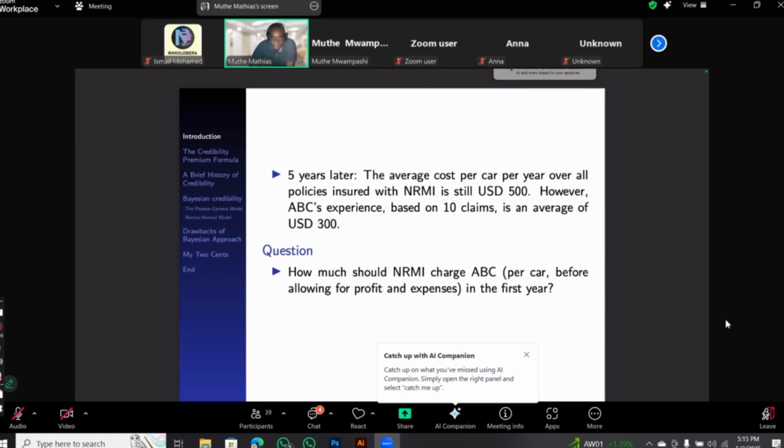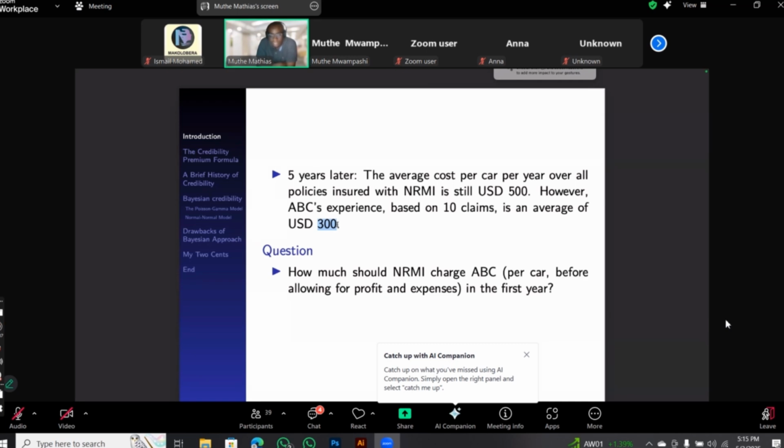So I think both of them are answers, right? Because you can defend 300 and you can defend 500. And one way to defend, for instance, 300 is like, however, ABC experience. So this 300 is actually based on ABC experience. So I might say, I think this one is more relevant, right? Because we have to charge premium to this ABC company, not other companies. So why not use the data from their own? And in this case here, 300 seems like more relevant, right?